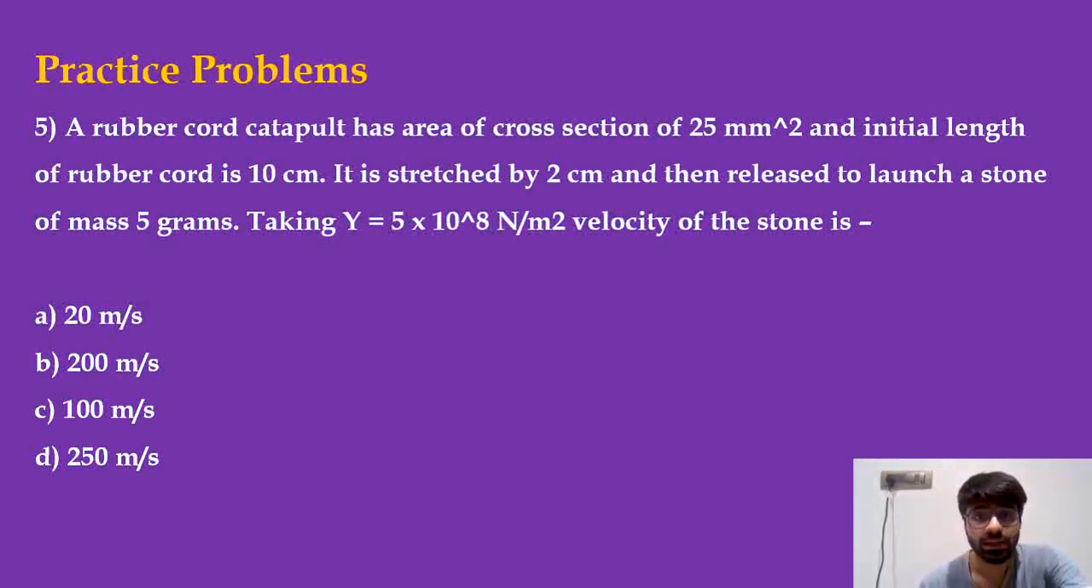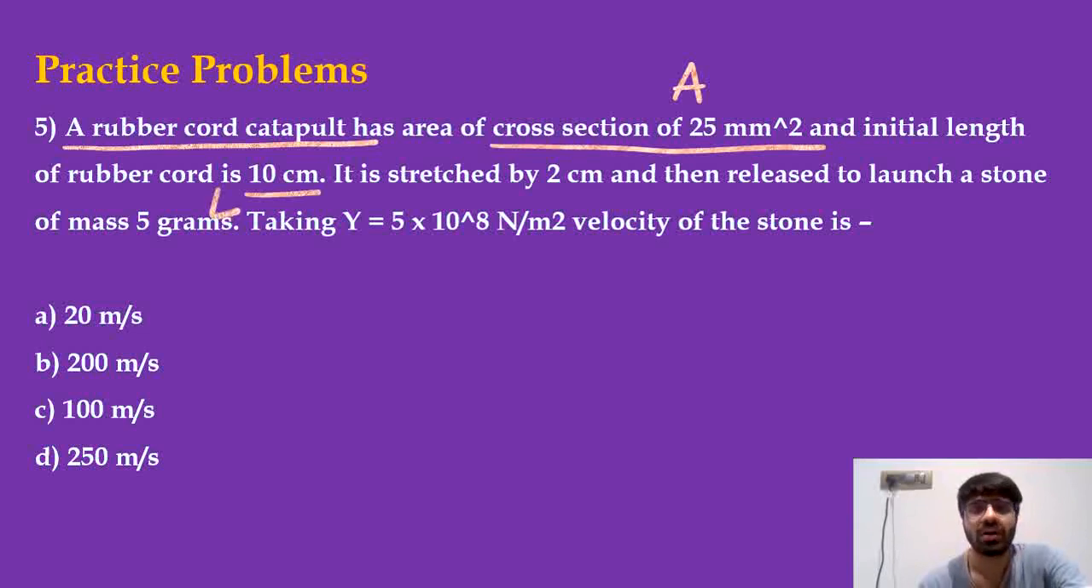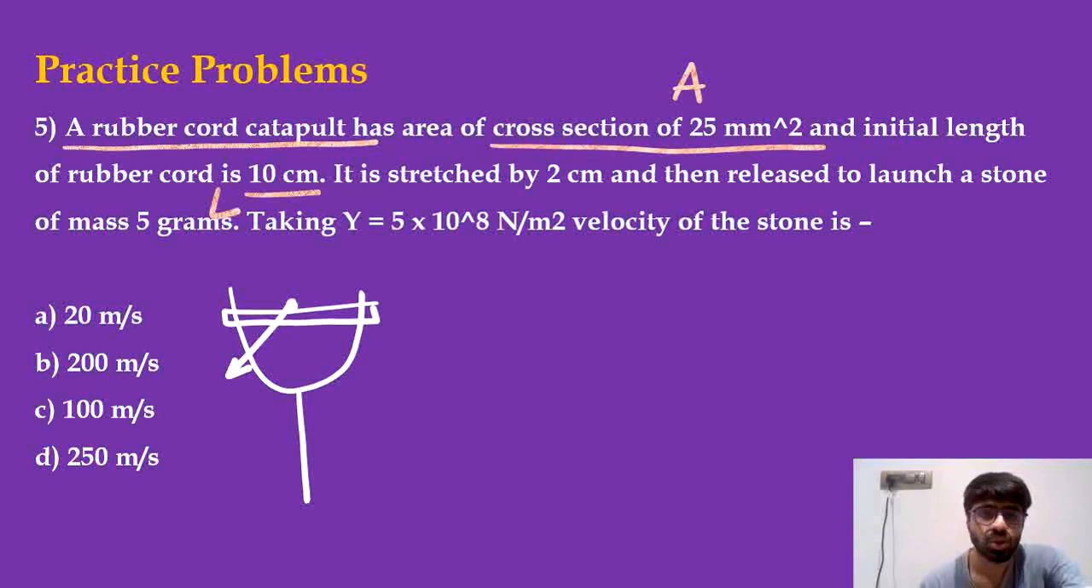It says that a rubber cord catapult has an area of cross section of 25 mm square and an initial length of 10 centimeters. A rubber catapult means what you popularly call batchki. It is something of this shape. You are attaching a rubber band over here and you take a small piece, something like a stone, and you just pull the rubber band. When you release the rubber band, the stone will fly off and it will hit your friend.